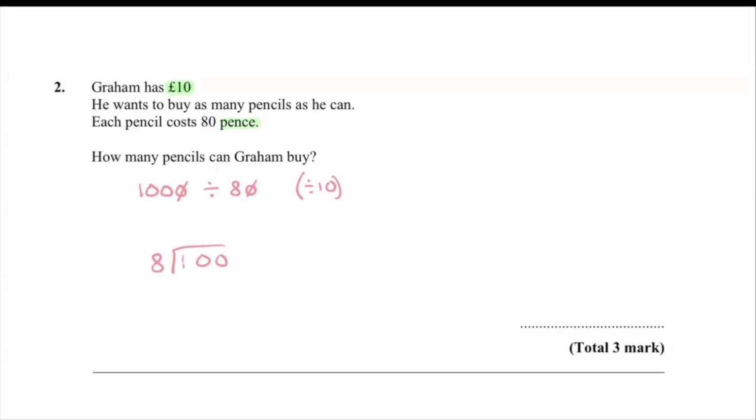So 8s into 1 don't go, carry the 1. 8s into 10 go 1, remainder 2. 8s into 20 go 2. And then I've got a remainder of 4. At this stage, you'd put your 0, put your point, and you can keep going. 8s into 40 go 5, or you can stop, because actually he can only buy whole numbers. So even if it goes into the decimal, we don't really need it. We already know it's 12 as a maximum.